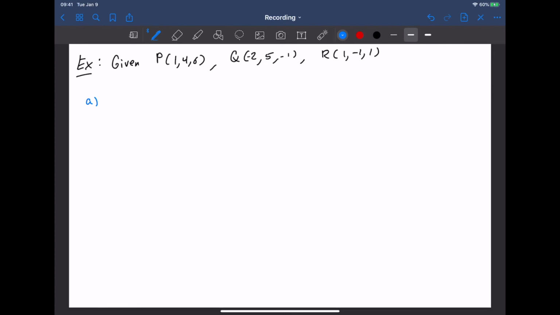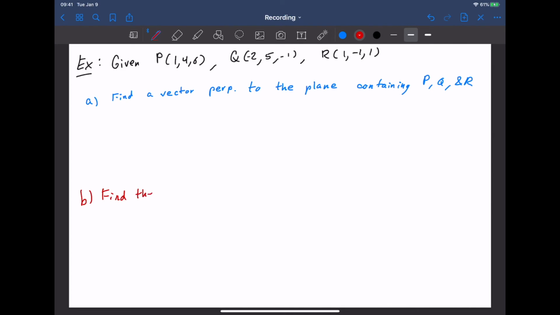two things we're going to ask you to do. A, find a vector perpendicular to the plane containing P, Q, and R. And then B, find the area of triangle PQR. Please don't skip A. If you can't do A, watch that solution first. I feel like many people are eager to do B, but right now, A should be easy for you also.